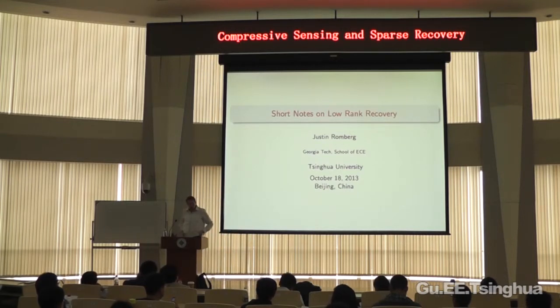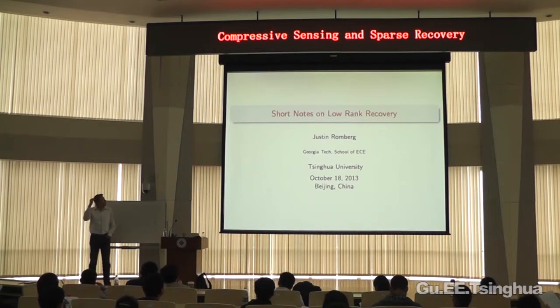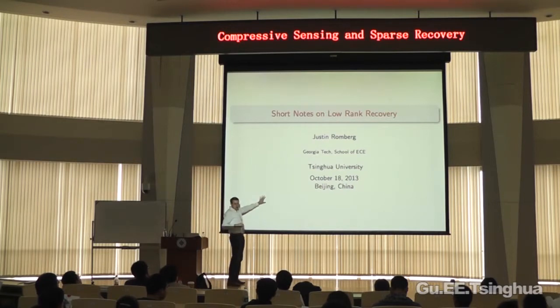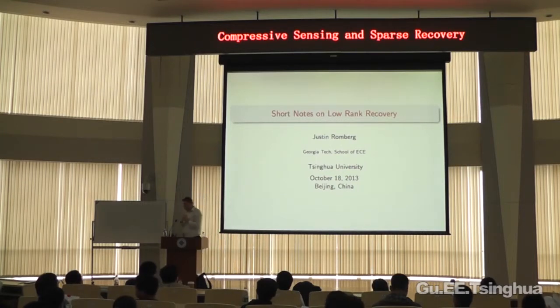Okay, so now, the last, this next lecture will be much lighter. We just want to talk a little bit about low-rank recovery. Here the idea is very similar to sparse recovery in that we're going to have an underdetermined system of linear equations, and we're going to ask if we can invert them, and of course we're going to need some structure to be able to do that.